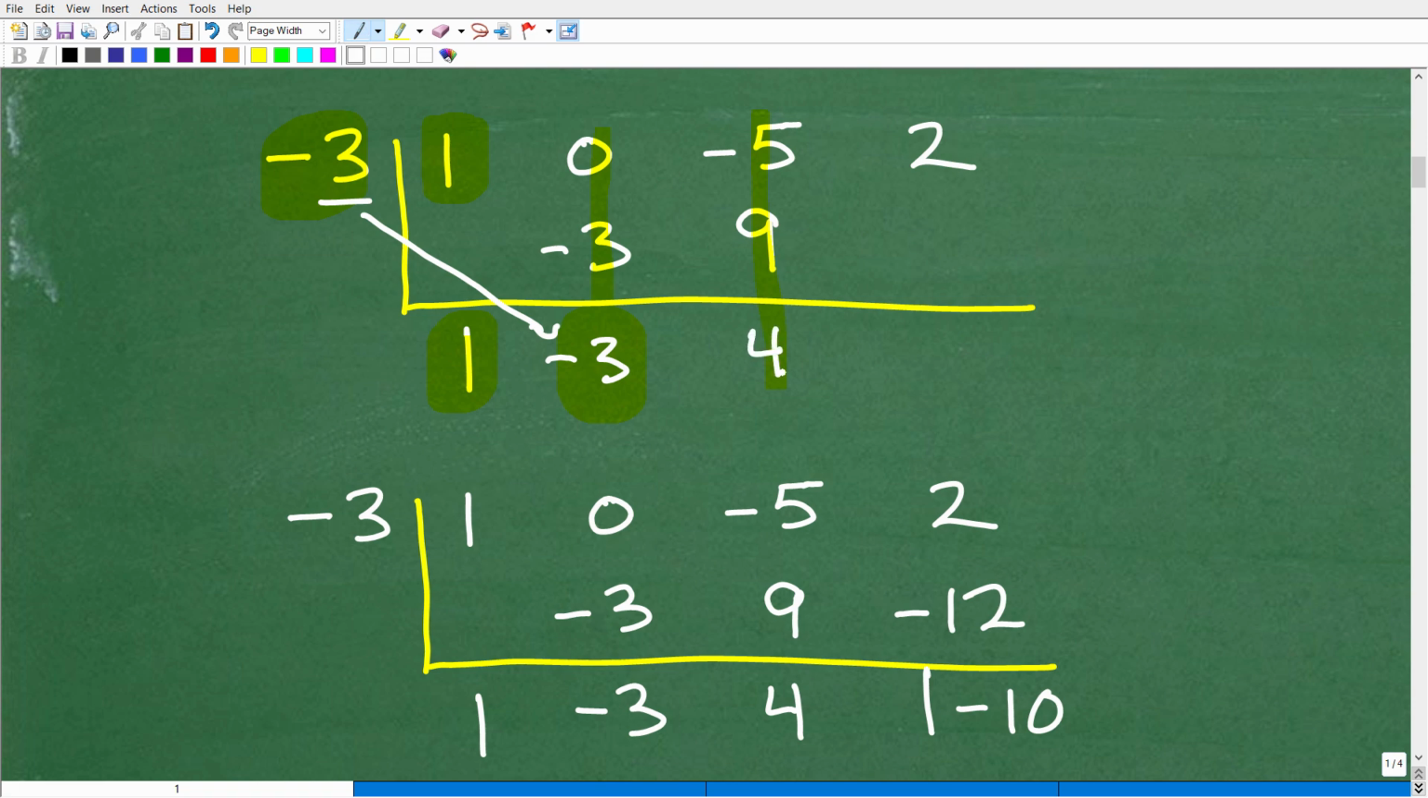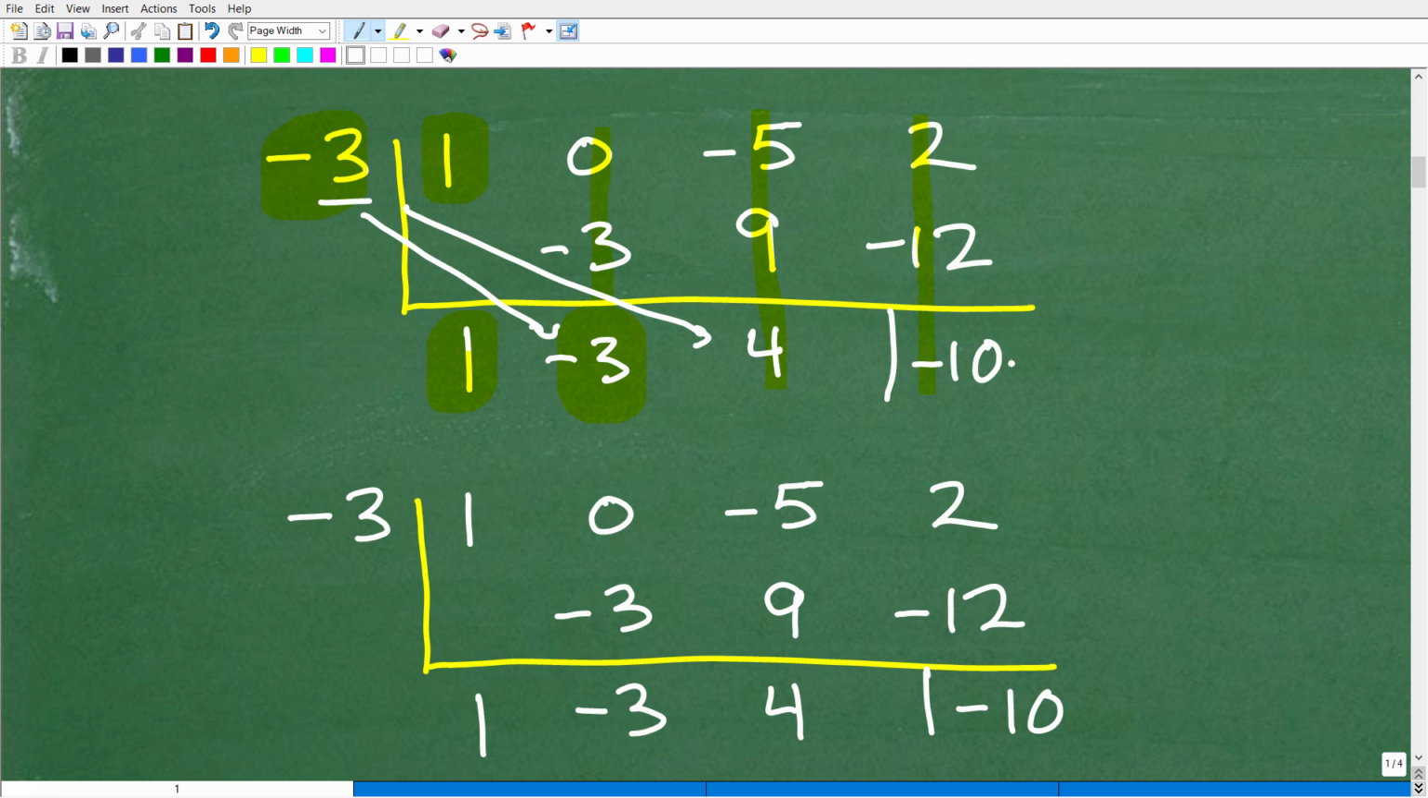Positive 4. Then we do this again, negative 3 times 4 is a negative 12. We put our answer in the next column right here, negative 12, and then we add down again. And now we are done because we're out of numbers. So this is negative 10.